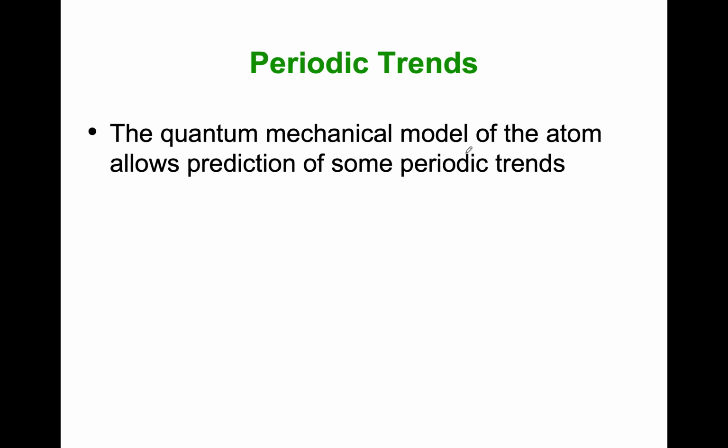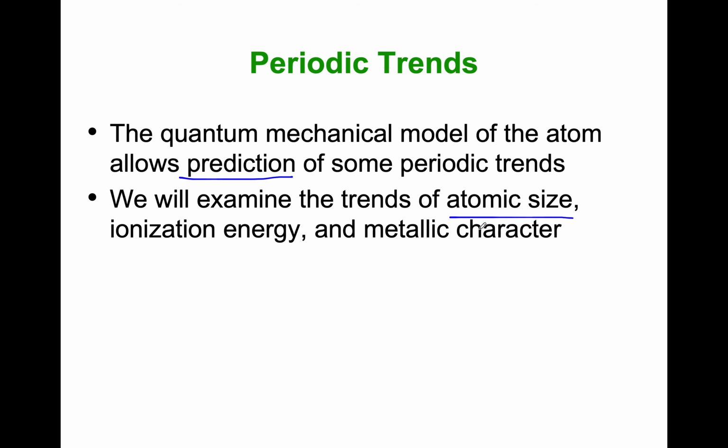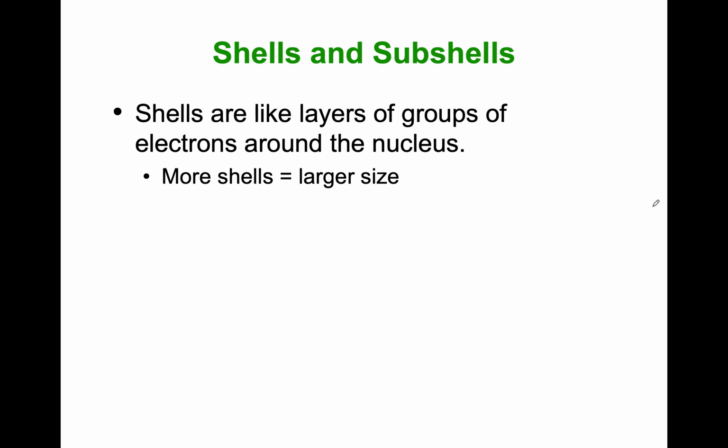So some trends from understanding the electron configuration can really help us predict what's going on with this periodic table. And that can be size, ionization energy, metallic character. So how is this going to help us? Well, if we think about shells, subshells, so energy level 1, energy level 2, we already saw, if we're energy level 2, energy level 3, the more shells you have, the larger the size. Okay, so that's increasing the more that we have for the principal quantum number.